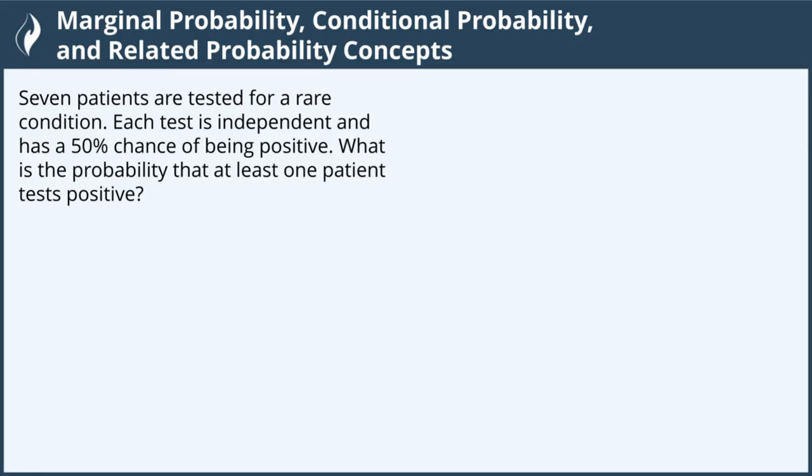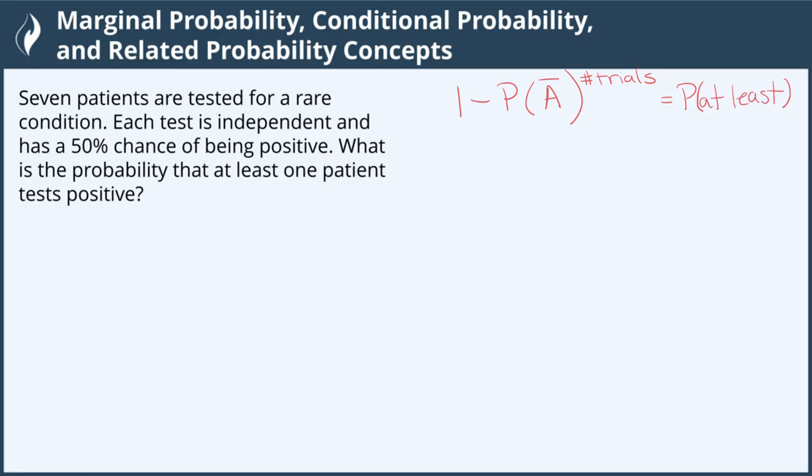So what we're going to do is find 1 minus the probability of A bar, which is not positive, or in this case negative, and we'll raise it to the number of trials. And this will give us the probability of at least 1.